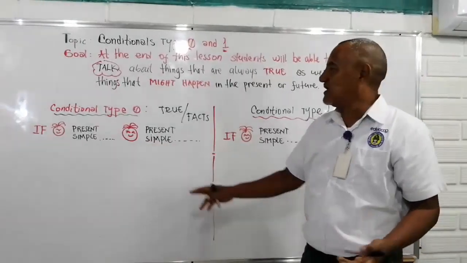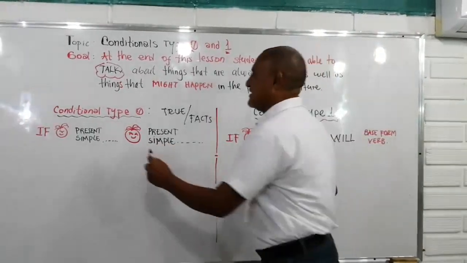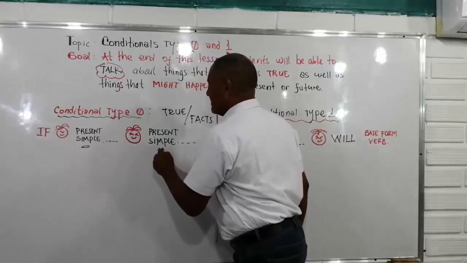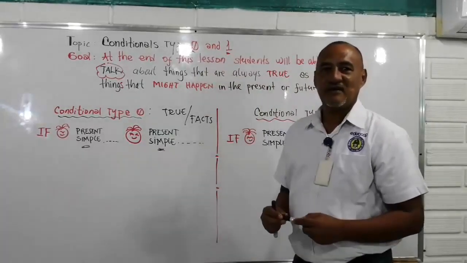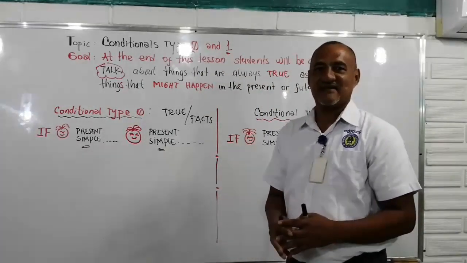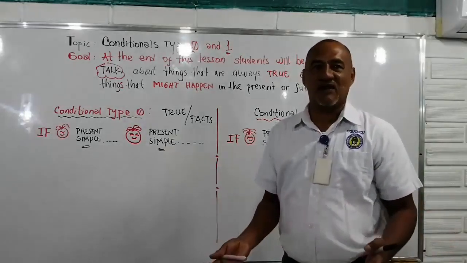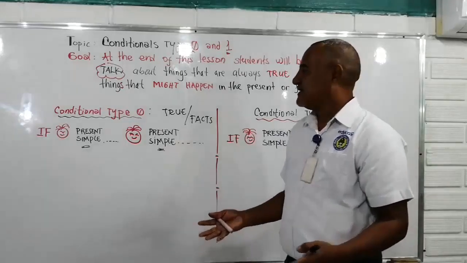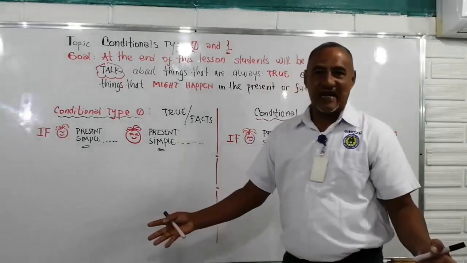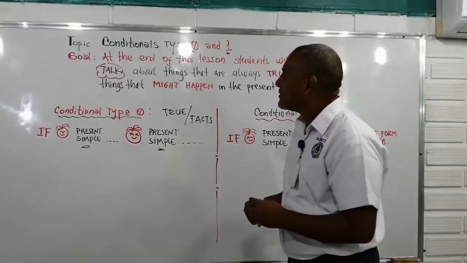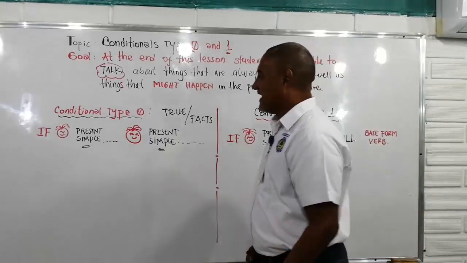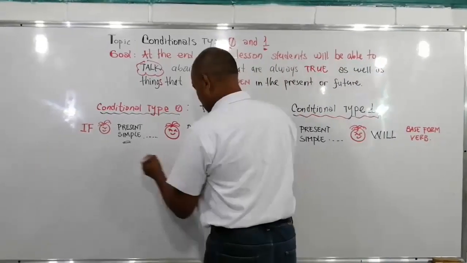In both parts of it, we use simple present or present simple. Remember do, does, and the verb to be, am, is, are. Then let's set up a couple of examples.